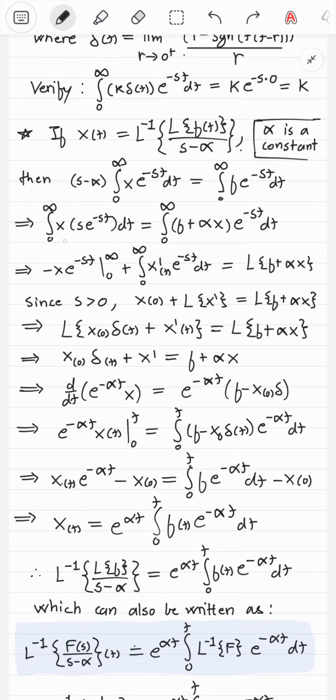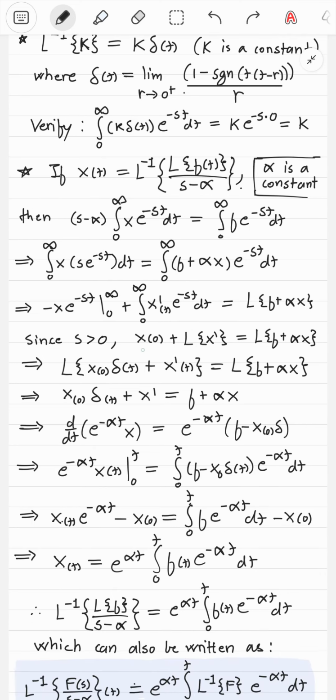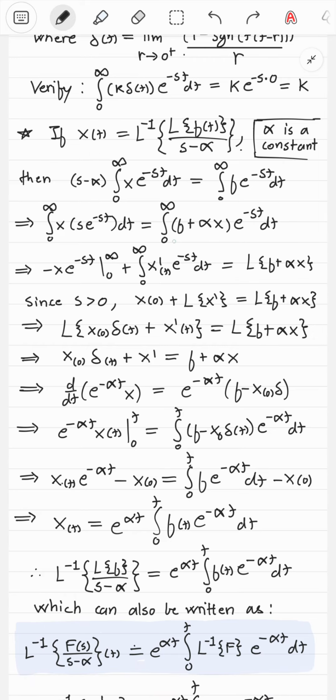Then you solve this by integration by parts. When I say solve, I mean just modify it by integration by parts. And here's another important thing: s is bigger than 0. That's why when you plug in infinity, this thing will actually be 0. And that's why you can write it like this: negative x of 0 becomes positive, x of 0 plus L of x dash equals L of f plus alpha x. Notice that this thing was just the Laplace transform of f plus alpha x.